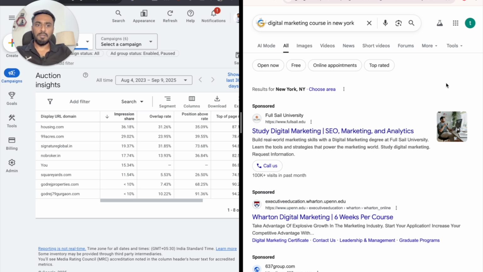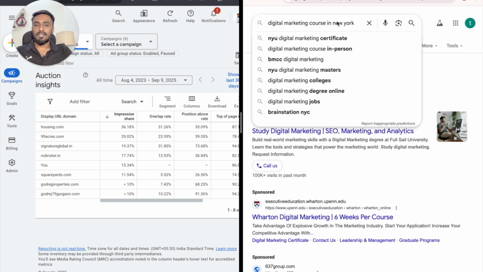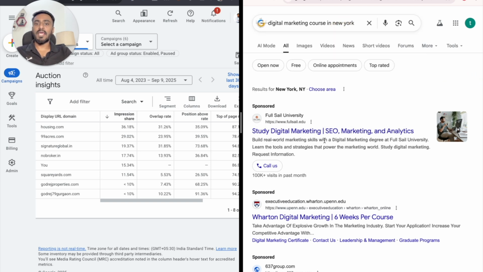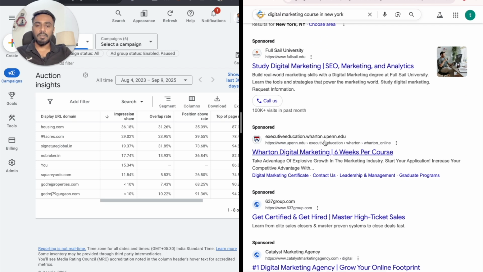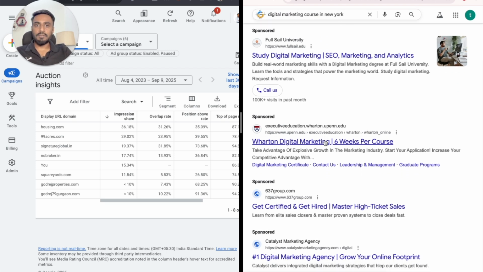To make it very clear with an example: the number of times you were eligible to show your ads on Google is 1000, because 1000 people are searching on Google for digital marketing course. Out of that, only 100 times your ad was visible, which means you were allowed to show your ad 1000 times, but your ad was only visible 100 times. In that scenario, your impression share becomes 10%.